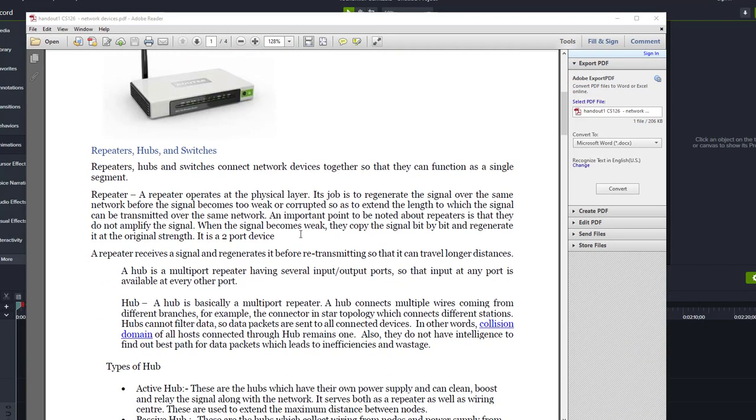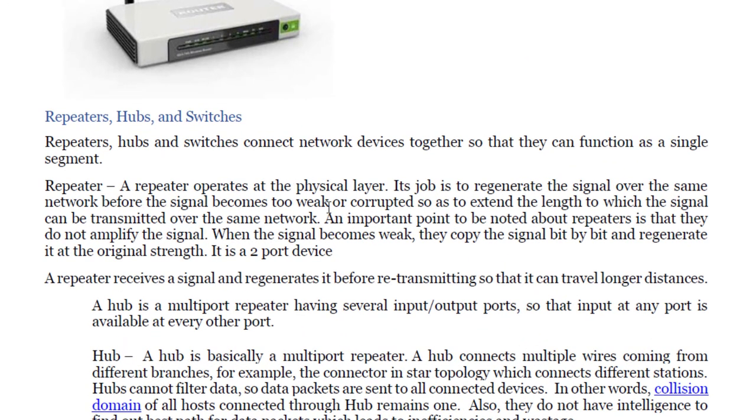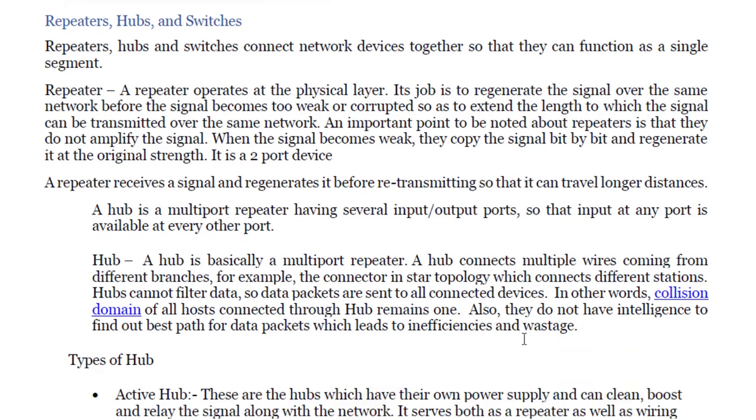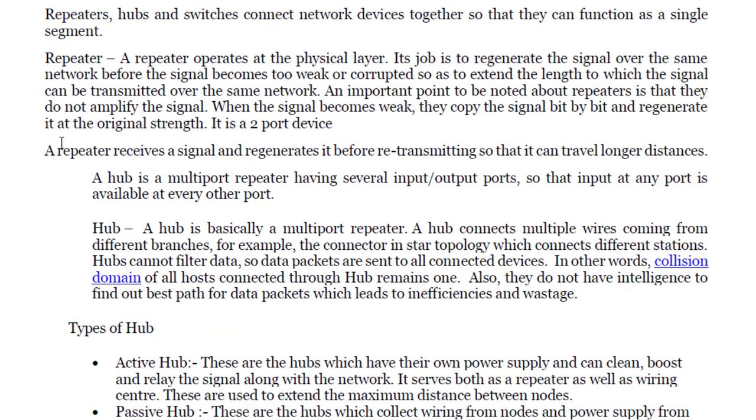Next on the list are repeaters, hubs, and switches. These devices connect networks together so they can function as a single segment. So first one is the repeater. The repeater operates at the physical layer, which is layer 1. Its job is to regenerate the signal over the same network before the signal becomes too weak or corrupted, so as to extend the length to which the signal can be transmitted over the same network.